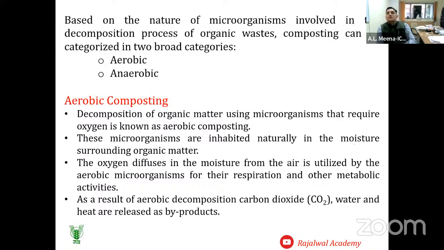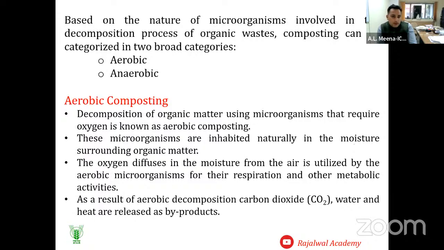Now, based on the nature of the microorganisms involved in the decomposition process of the organic waste, composting can be categorized into two broad categories. One category is aerobic microbes. When aerobic microorganisms are involved in the composting process, this is called aerobic composting. And if anaerobic microorganisms are involved in the composting process, that is called the anaerobic composting process.